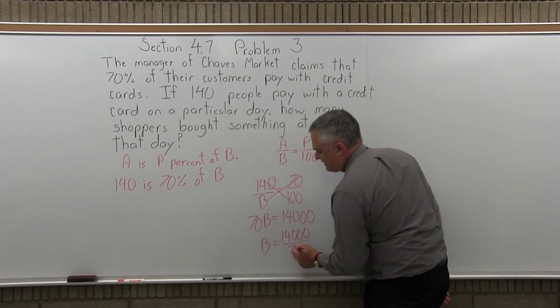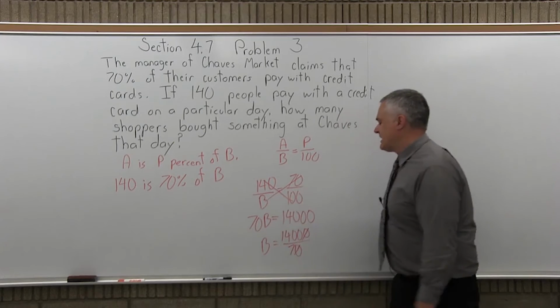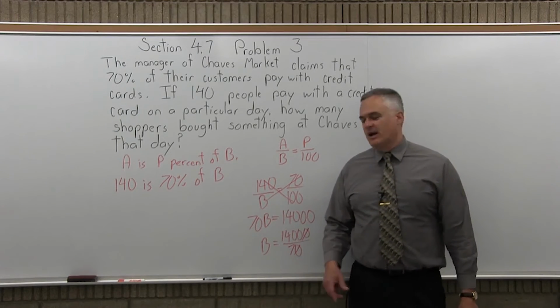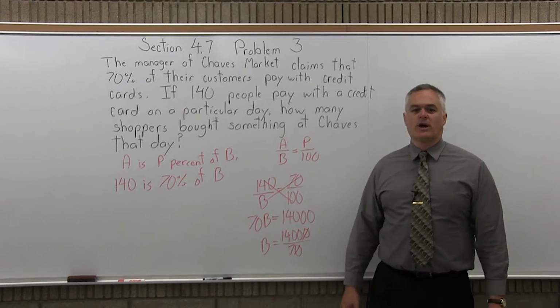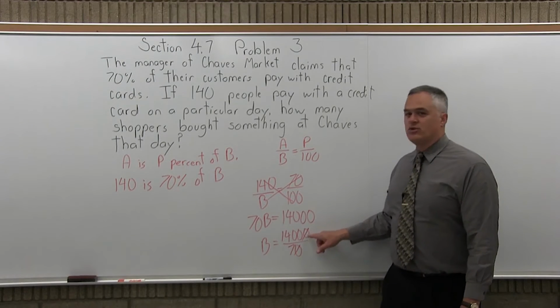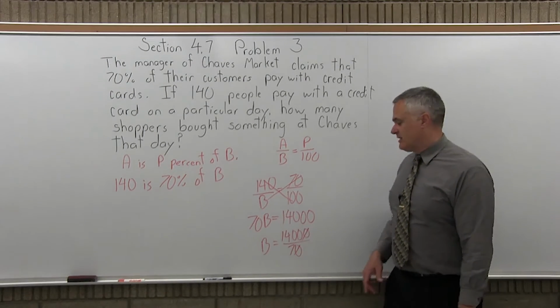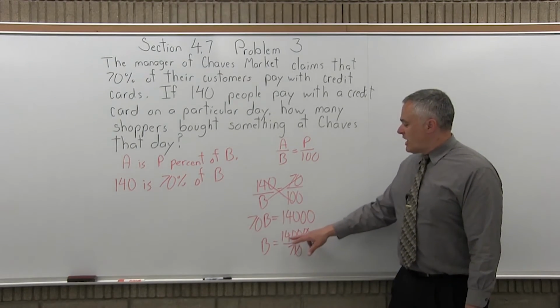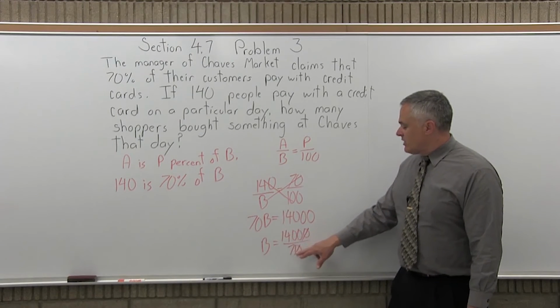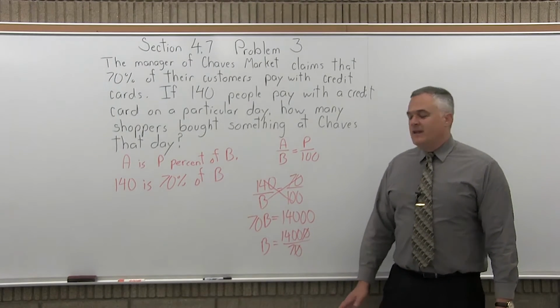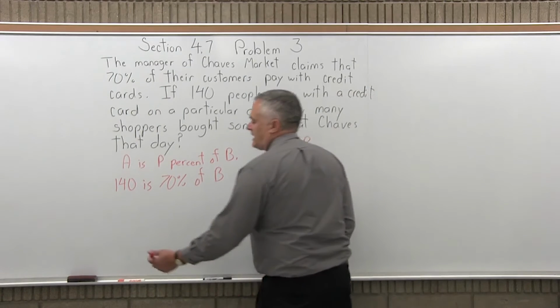over 70. So because it's over 70, because both end in a 0, I can basically just cross off a 0 right away. I'm essentially dividing the numerator and denominator both by 10. 10 divides into both evenly. So I have 1400 over 7. That's a fairly easy division. I can do that in my head.